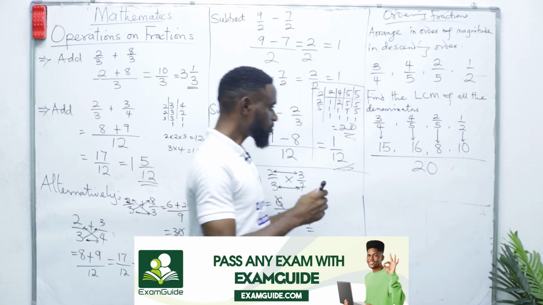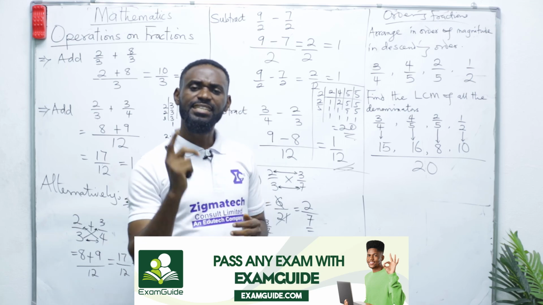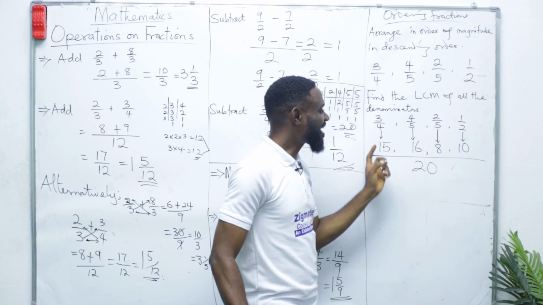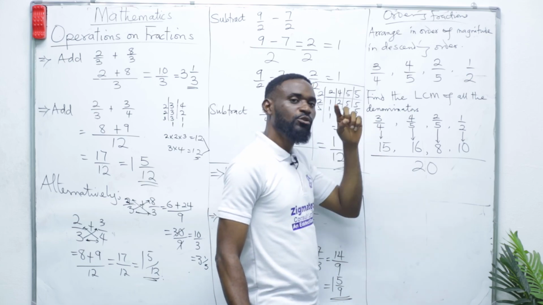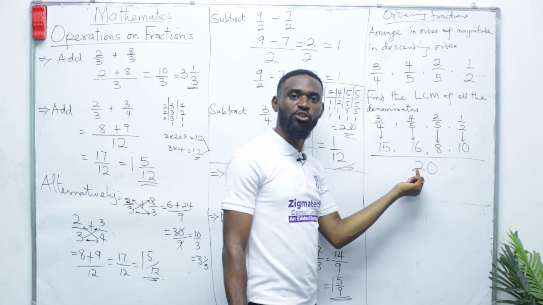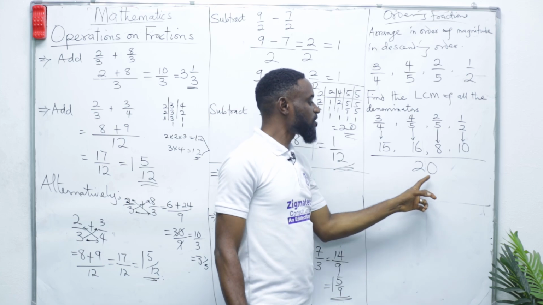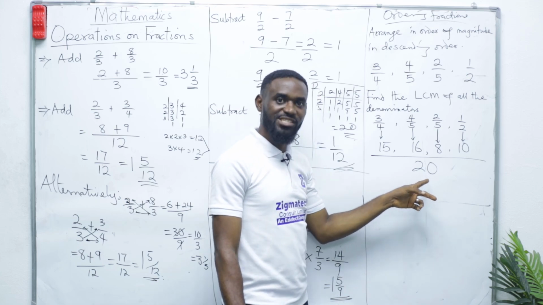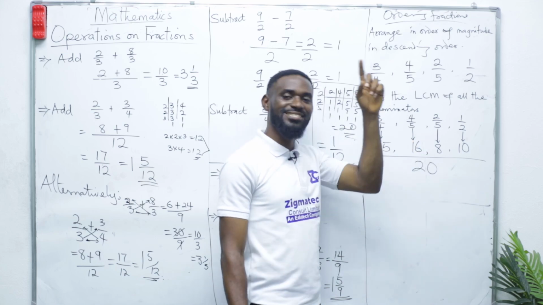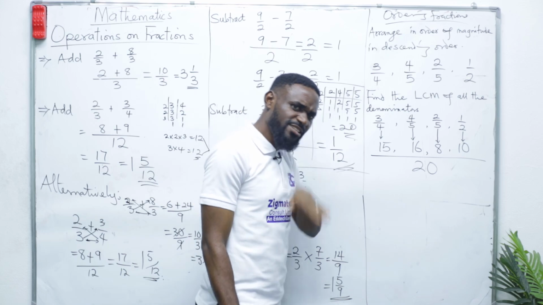So, what does this tell us? It tells us that from what we have done here, now that we have a common denominator, which is their LCM, the fraction with the highest numerator is the highest fraction. The one with the least numerator is the least fraction.